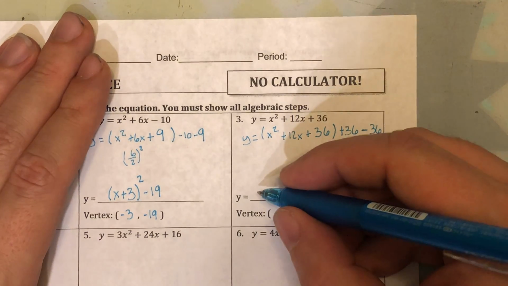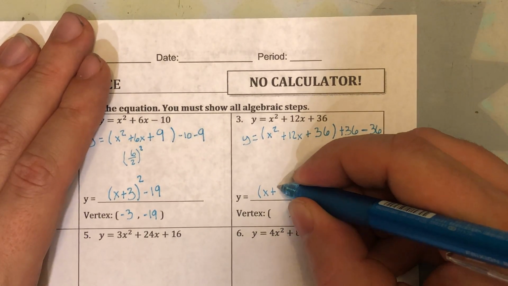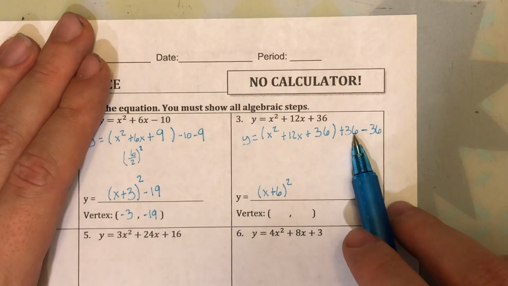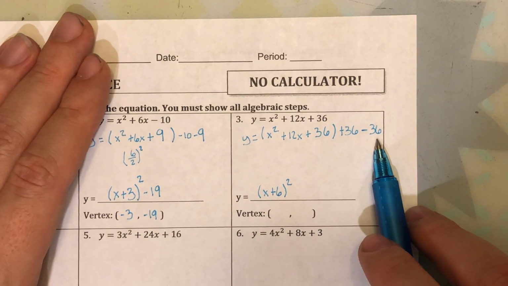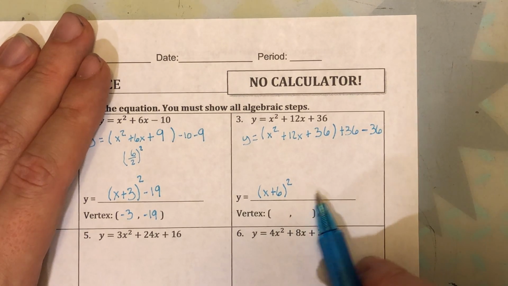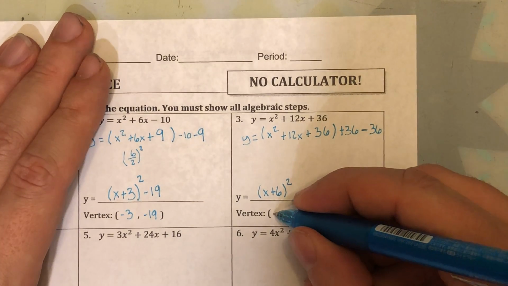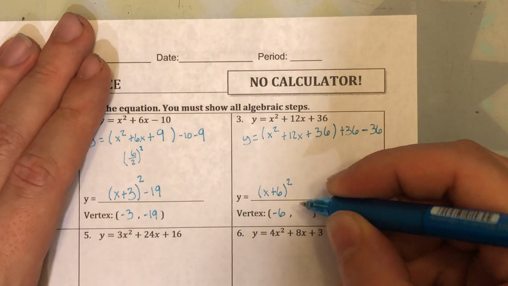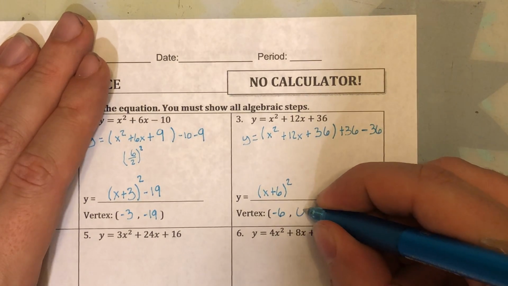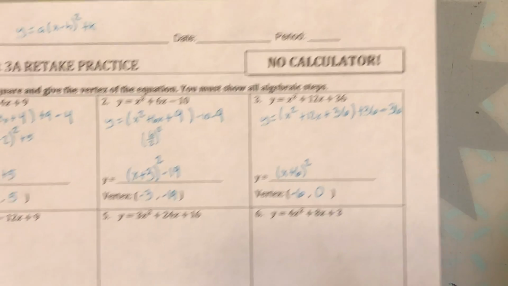I rewrite it as the binomial squared. So that is x plus 6 squared. And then I have 36 minus 36, which leaves me with nothing. So I don't have to write anything further here. Now, because this is plus 6 in there, that makes the vertex point -6. And since there is nothing written out here, the k value is 0. The vertex is at -6, 0.